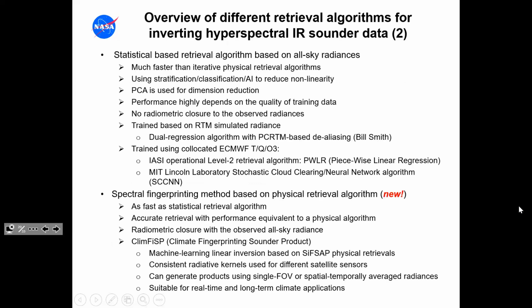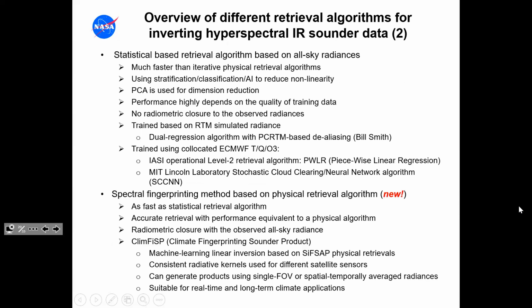And then of course there are statistical methods. Okay, you can do linear regression. So if you know with a radiative transfer model the TOA radiance, top of atmosphere radiance, and you know the atmosphere temperature and water vapor, I can do a regression based on the radiance measurement and get the temperature and water vapor.